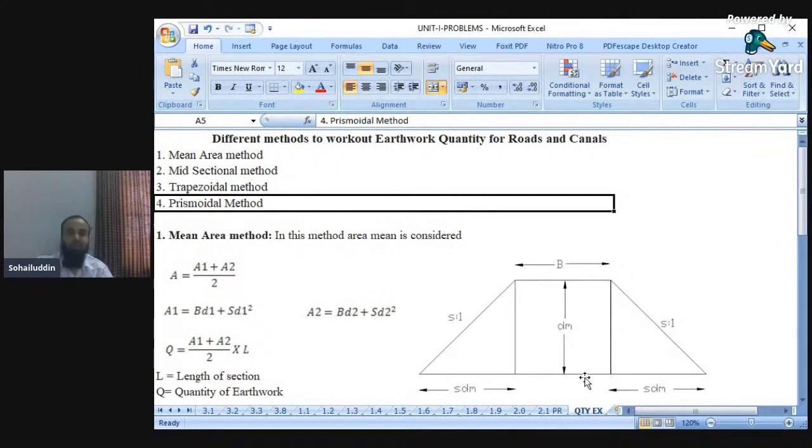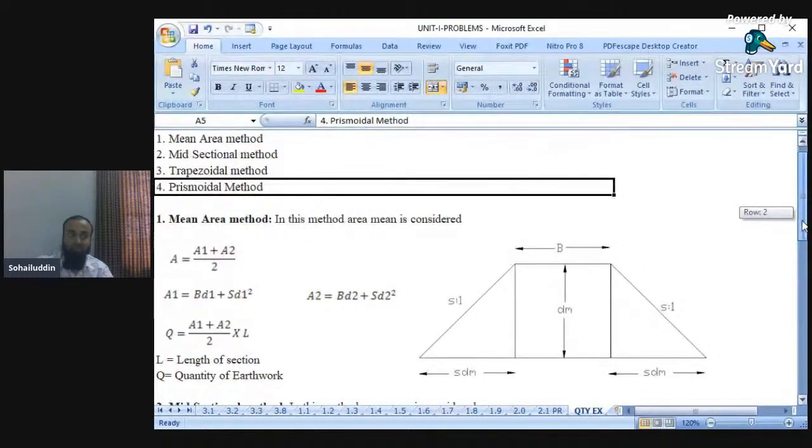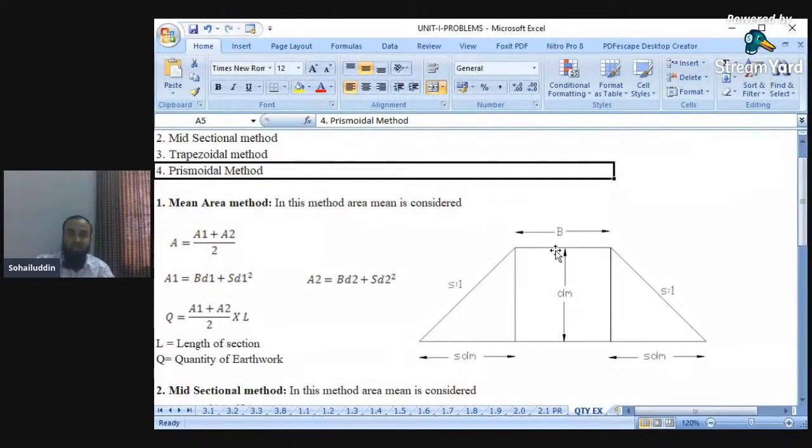So here a small figure is there in which we have to find the area of a trapezoid. B stands for the width. This is the width of the top, where we are laying the roads. The width of this is nothing but B, capital B, whereas we are considering this as the mean depth, or only as depth.